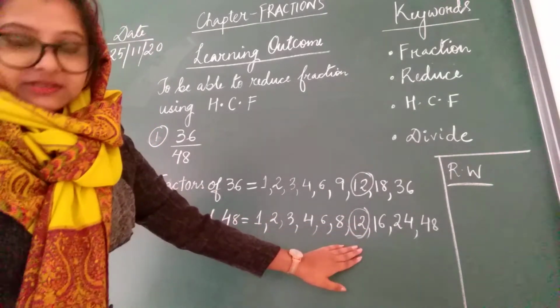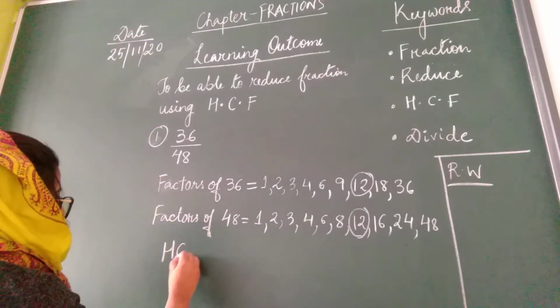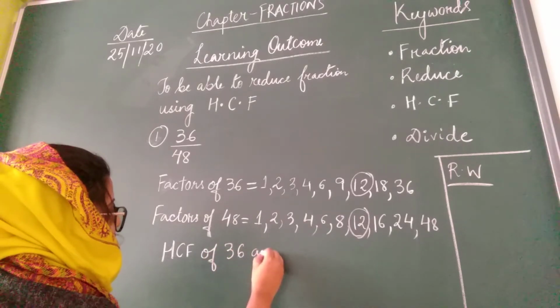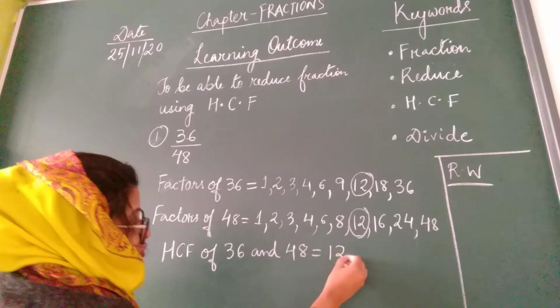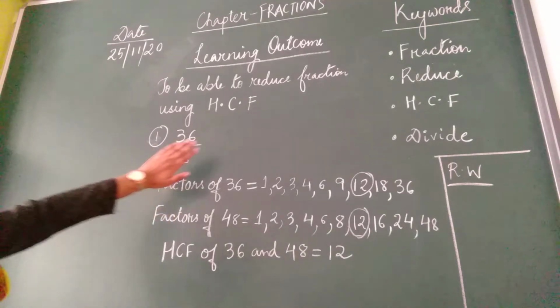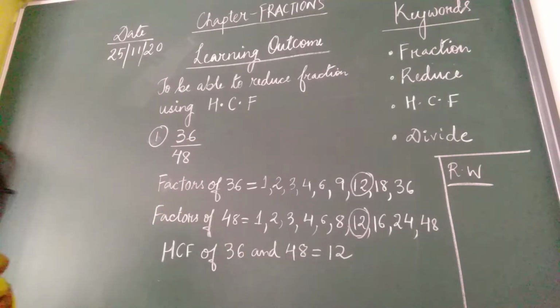12 is the highest. So we'll write down HCF of 36 and 48 equals to 12. And then what are we going to do? We are going to reduce this. Alright. And how do we reduce?